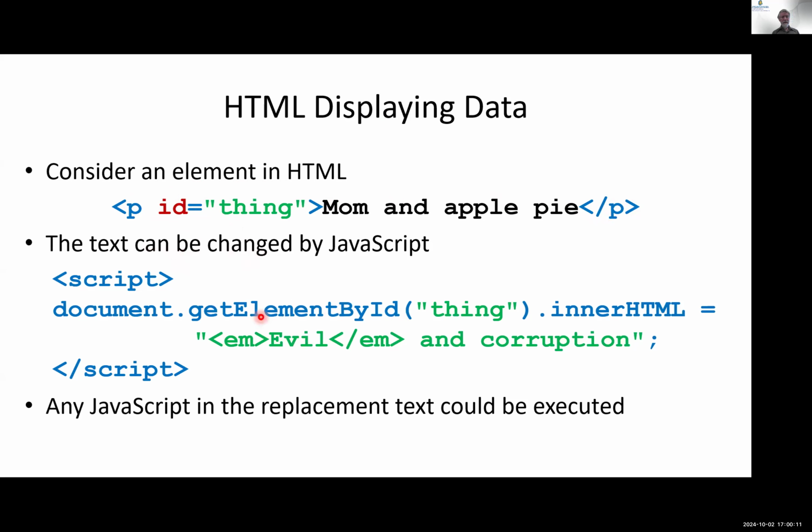And you might have this in a JavaScript where you go document, document being the HTML document. That is the root, the whole thing. Get element by ID says, I want to find the element that has the ID thing. And here there is one. So it's going to be dot inner HTML. It says, I want to change the HTML of that object, and I'm going to change it to evil and corruption. It used to be mom and apple pie.